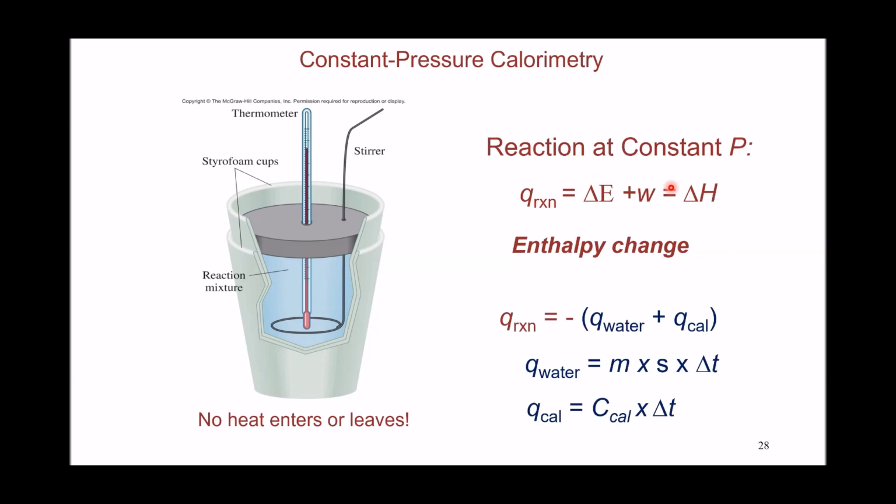You can actually calculate the heat of the reaction under constant pressure from the heat gained by the calorimeter, and you can calculate the amount of heat gained by the calorimeter using MC delta T, heat capacity times change in temperature for the calorimeter, based on the first law of thermodynamics.